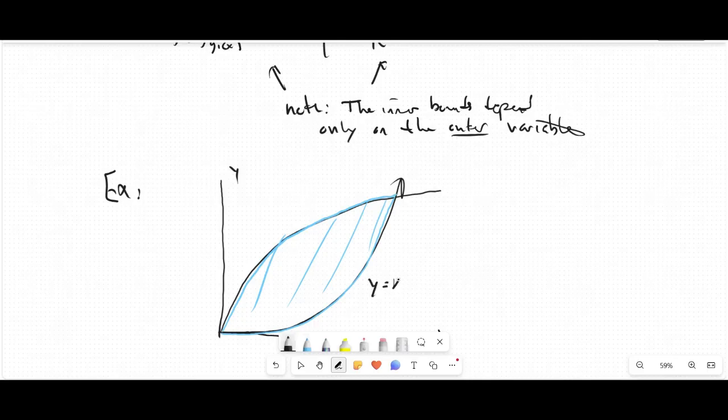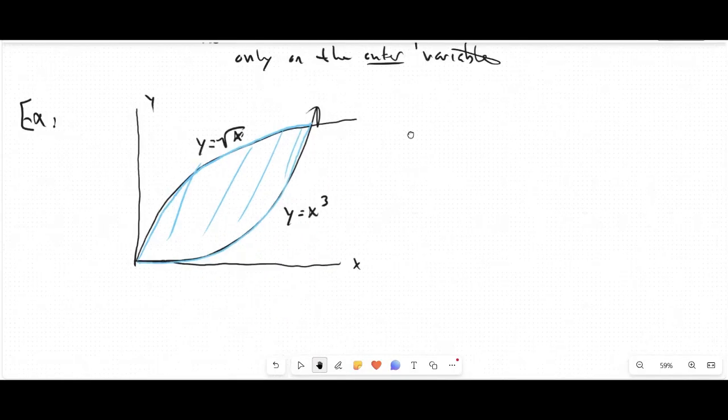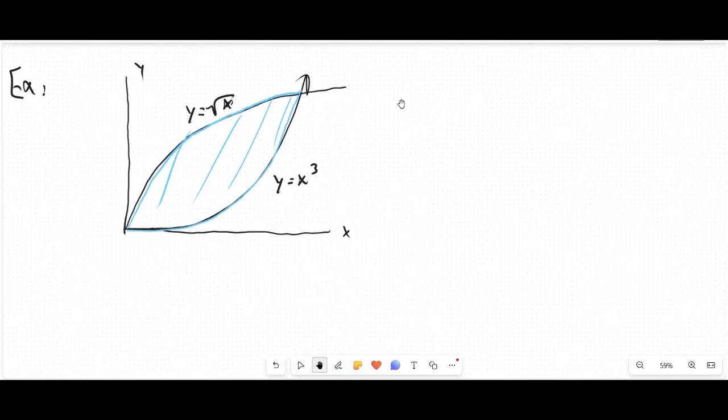Let's call this line y equals x cubed. And this one, it's got to be the cube root, right? No, they use the square root. Okay, cool. y equals root x. Is this region type 1? Well, there is a lower bound, 0. And then these guys are equal at 1. x cubed and root x are equal when x equals 1.